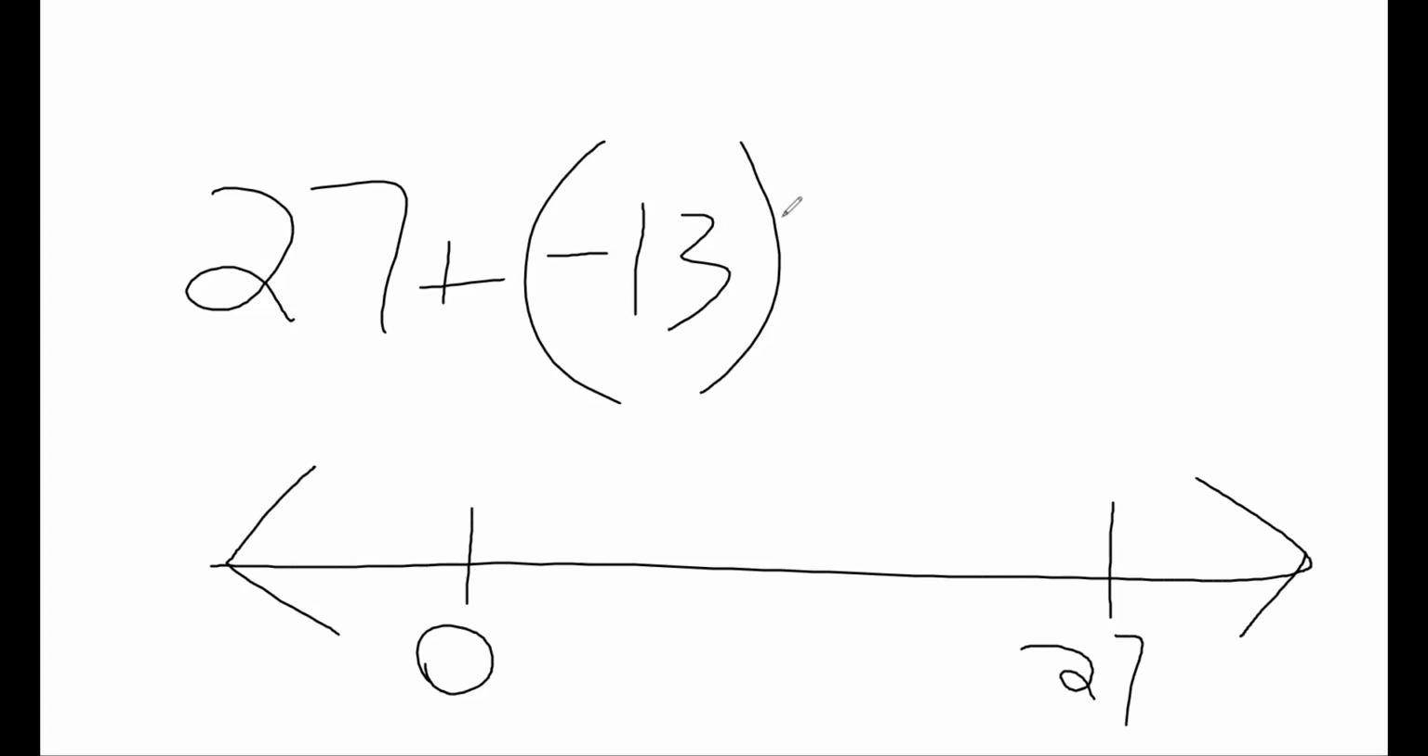Because I am adding a negative number to it, I'm actually going to be going to the left. I'm going to be going to the left 13 units. So in a way, you can kind of think about it as subtraction. I take 27 and I take 13 units away from it. And that's exactly right. So I go 1, 2, 3, 4, 5, 6, 7, 8, 9, 10, 11, 12, 13, blah, blah, blah. And you can do the math.